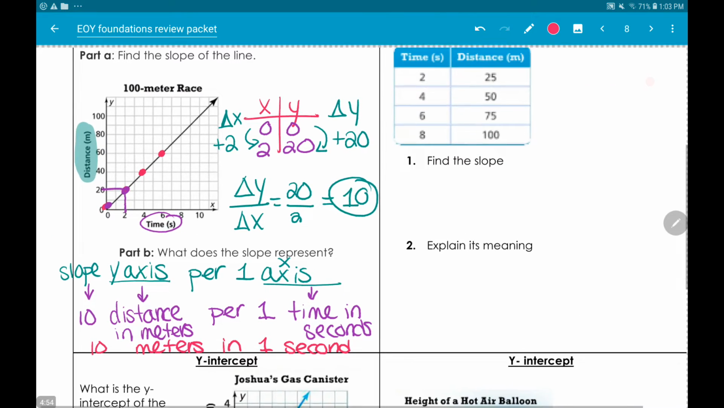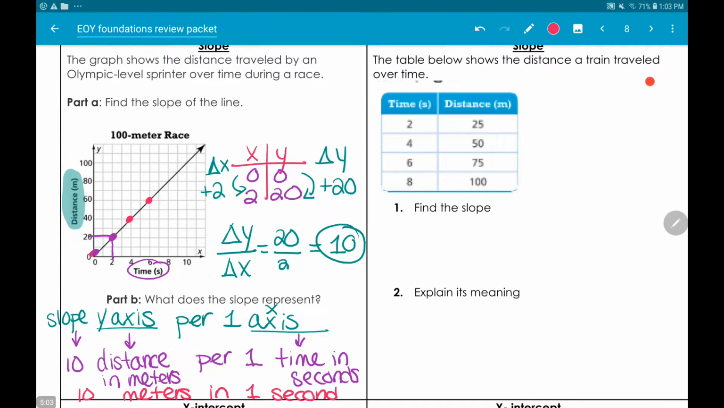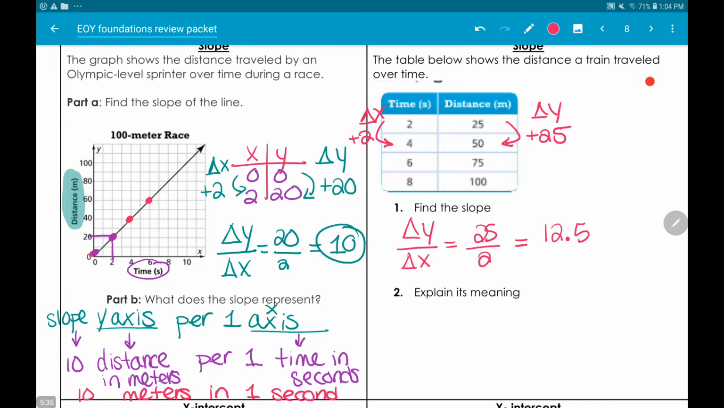Okay, let's do it again. So the table shows the distance of a train traveled over time. Find the slope. It's already in table format for us. So I'm just going to jump straight into change in y, which is up 25. And our change in x is up 2. Change in y divided by the change in x, 25 divided by 2. And that gets me 12.5.